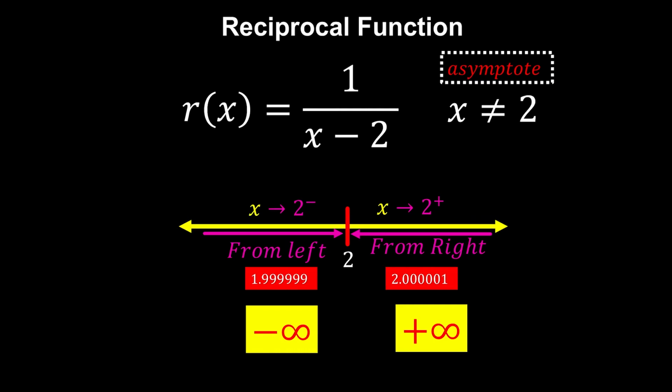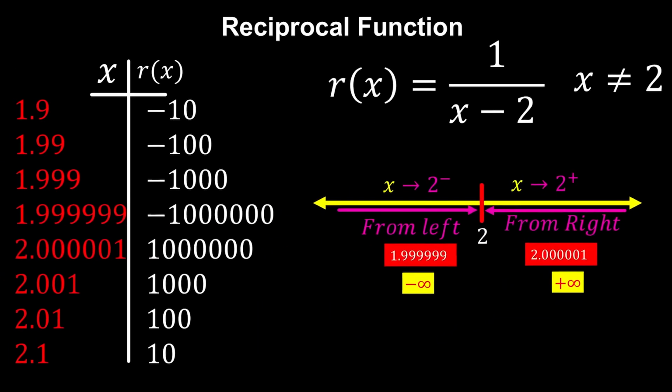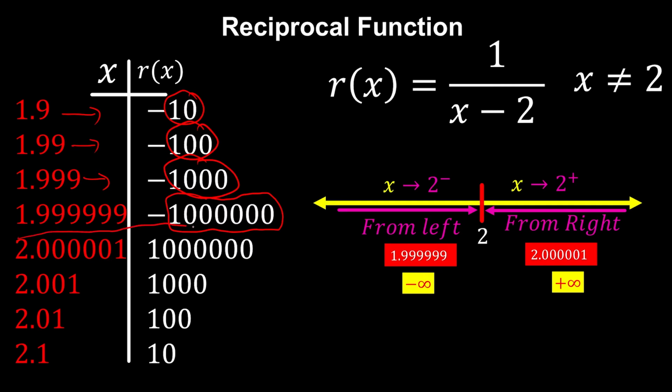So let me show you in table form. Those are the values as we approach 2 closer and closer. You can see that the number is getting bigger and bigger when we approach 2. The more decimal places we use, the more accurate our answer is, but it will never reach exactly 2. So as we can see, when we approach from the left, we have negative infinity. When we approach from the right, we have positive infinity.